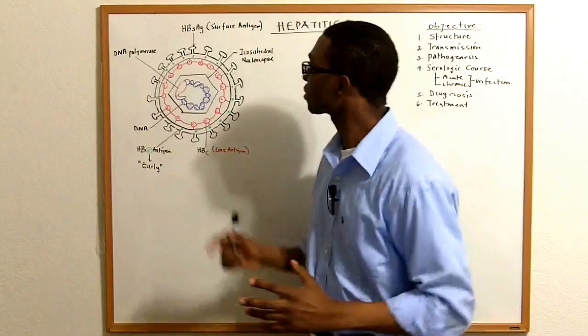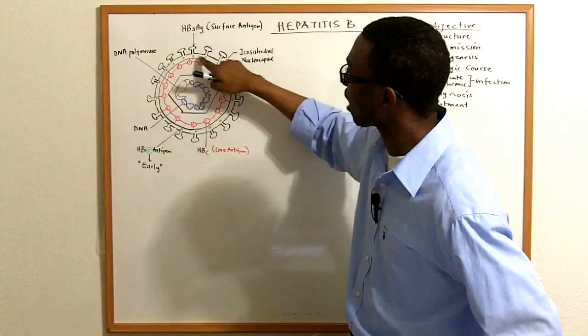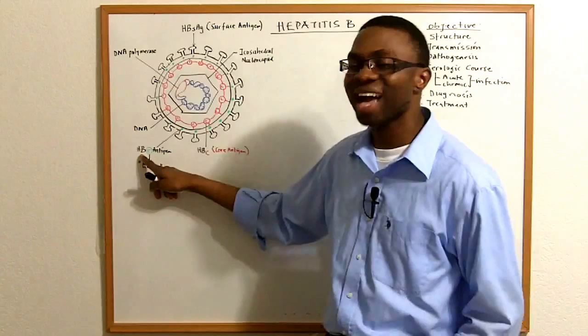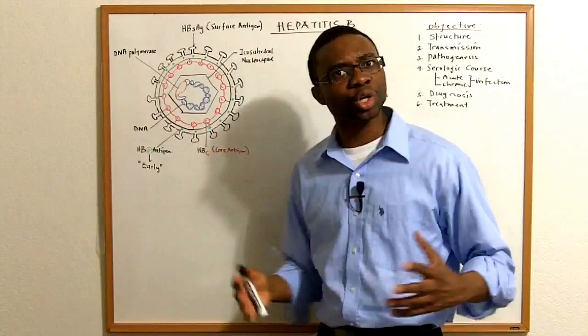Then we walk our way inside the virus. The next thing in line, these little green dots that I drew on the board, are actually the hepatitis E antigen. E as in early. That's why they call it E antigen. That actually stands for early antigen. And we're going to find out why it's early.